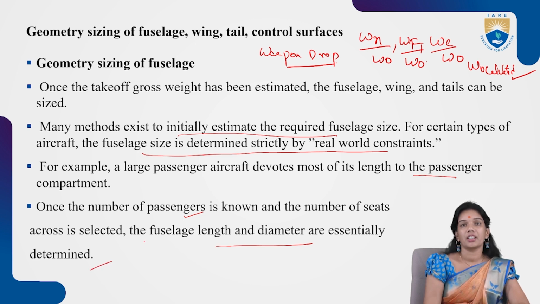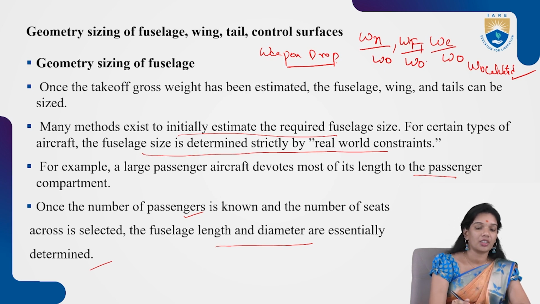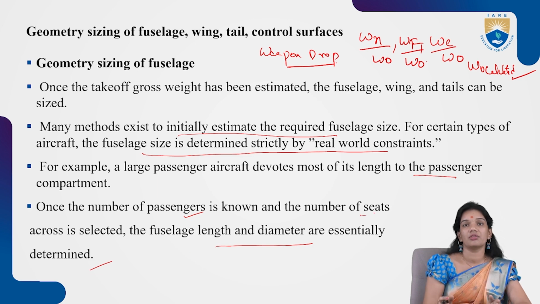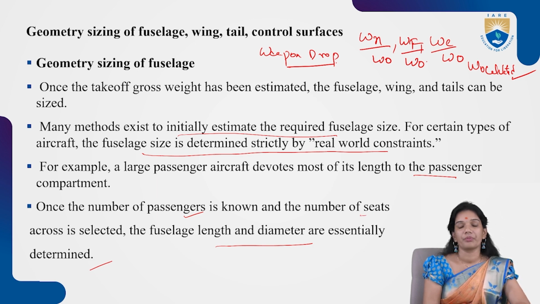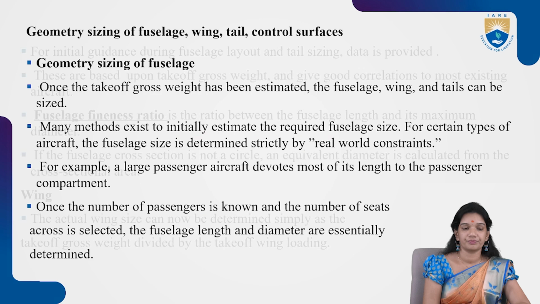Because my commercial aircraft is going to be designed such that the major portion of it is taken by the fuselage section or the passenger compartment, and with respect to that I need to check the number of passengers or the number of seatings. Then accordingly you go and size. We are talking about sizing here, so accordingly we make the geometry sizing of the fuselage.